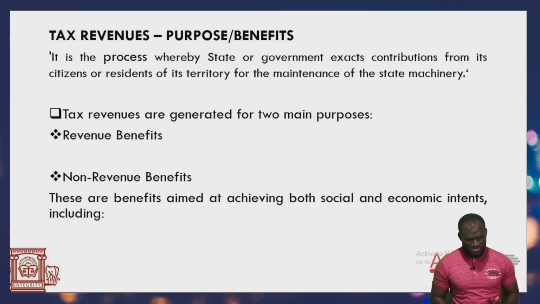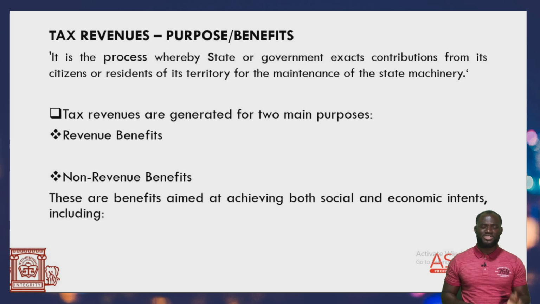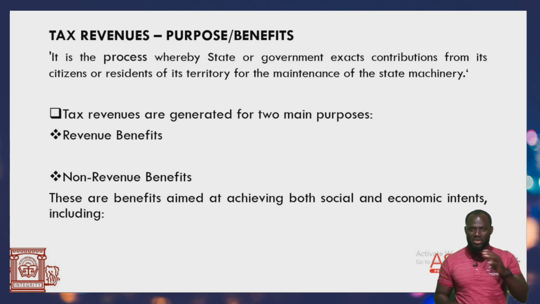Now we said that tax is the process whereby the state or government exacts contributions from each citizen or resident of a territory for the maintenance of the state machinery. Let me say it this way: tax is a compulsory sum, a non-refundable amount, which the government uses to provide for socio-economic purposes. So one thing you have to know is that tax is a compulsory payment. The compulsory nature of tax simply means that it is backed by law. It's a legal payment. So anyone who fails to pay taxes within the context of the law can be subject to a fine, interest, or imprisonment.